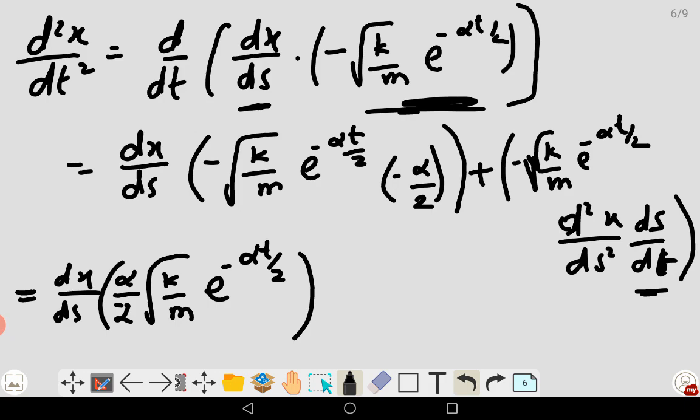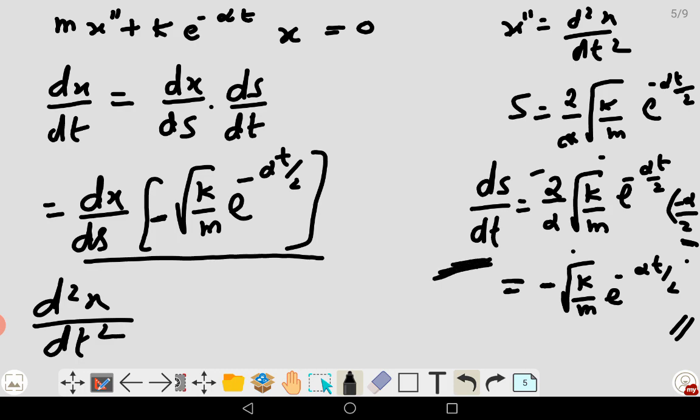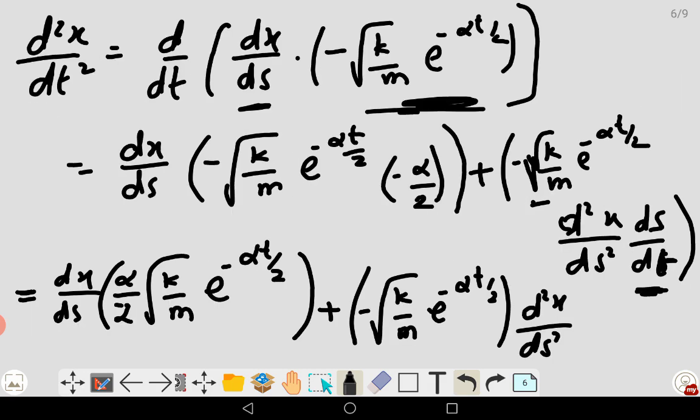Simplify the second term, we will expand actually. Plus here this term, minus square root of k over m e raised to minus alpha t over 2 d square x by ds square. Write this term from the previous table, ds by dt. Go back, it's given here, ds by dt, 2 over alpha, negative square root of k over m e raised to minus alpha t over 2. That is it.